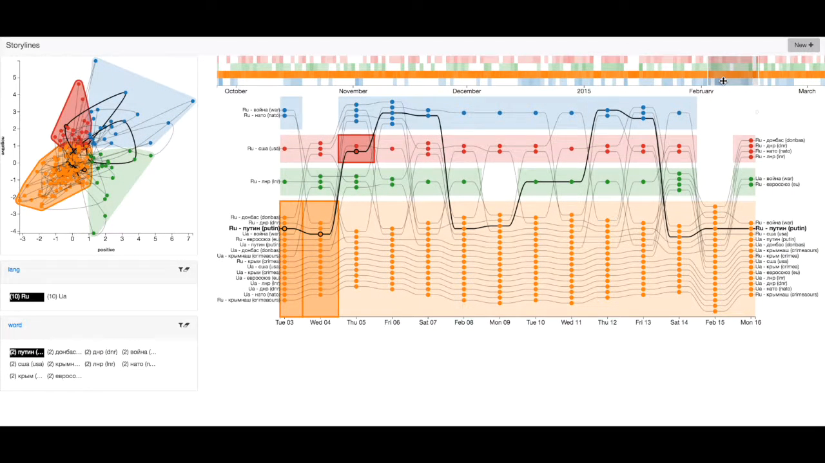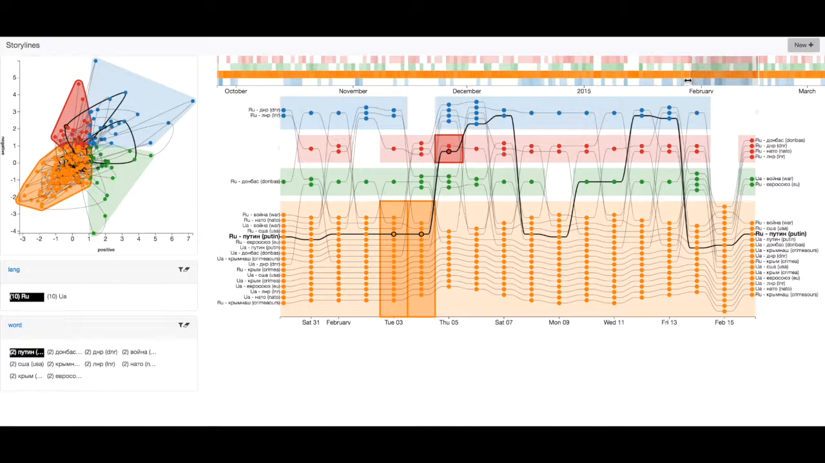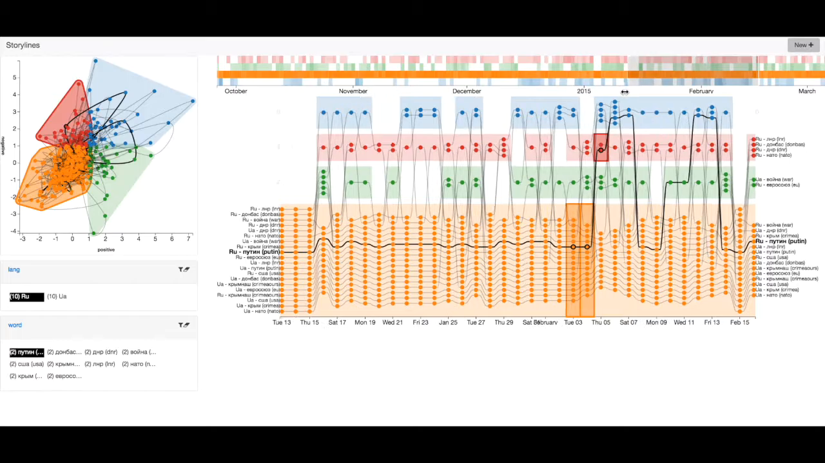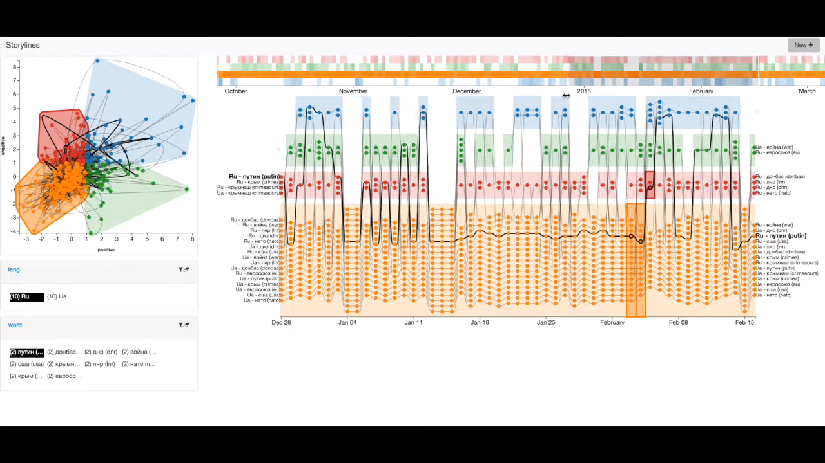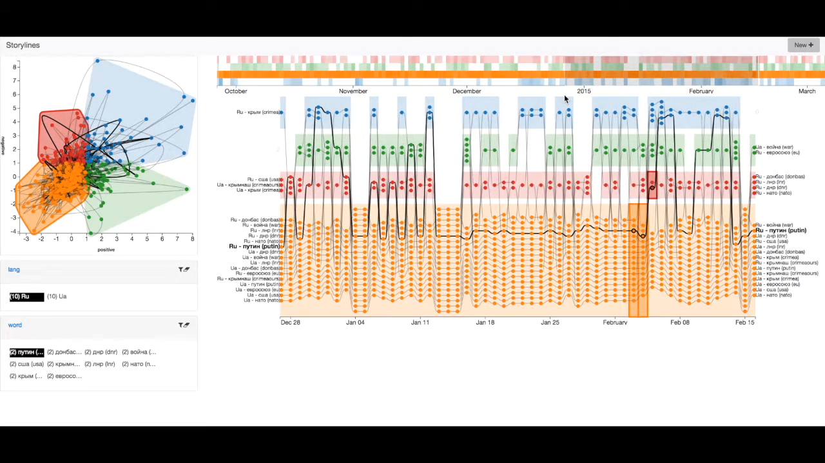The heat map on top shows an overview of the entire time dynamics on a coarse scale by showing the counts of points belonging to each orange, red, green, and blue cluster over time. The visualization also has controls that allow the user to filter out keyword location combinations.